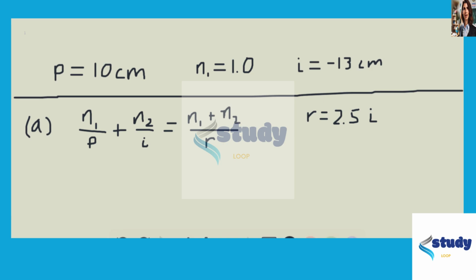For our situation, we know P is equal to 10 centimeters, N1 is equal to 1, and I is equal to negative 13. And it wants us to find N2. So we're going to start out with the equation N1 over P plus N2 over I is equal to N1 plus N2 over R, where R here is equal to 2.5 times the distance to I.